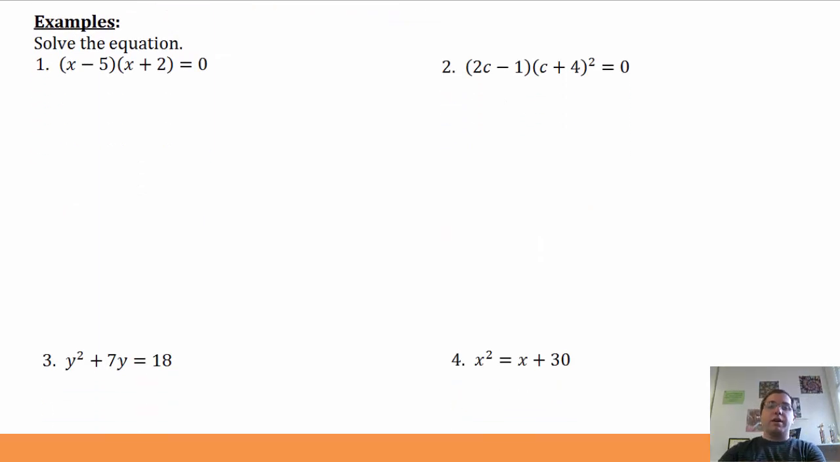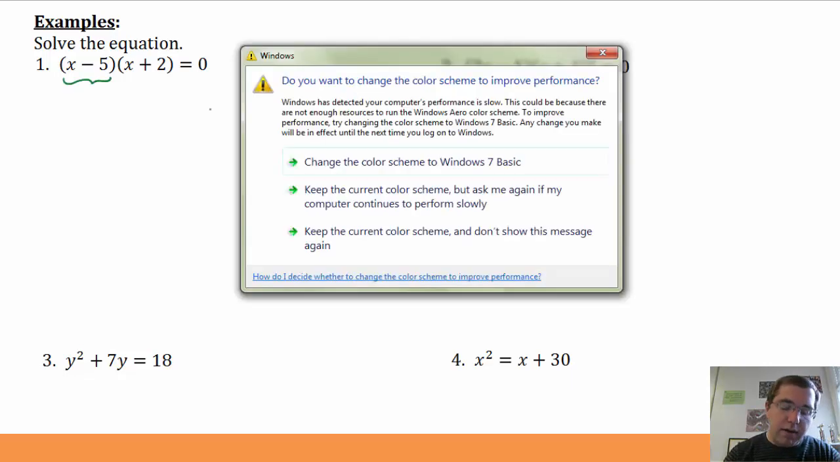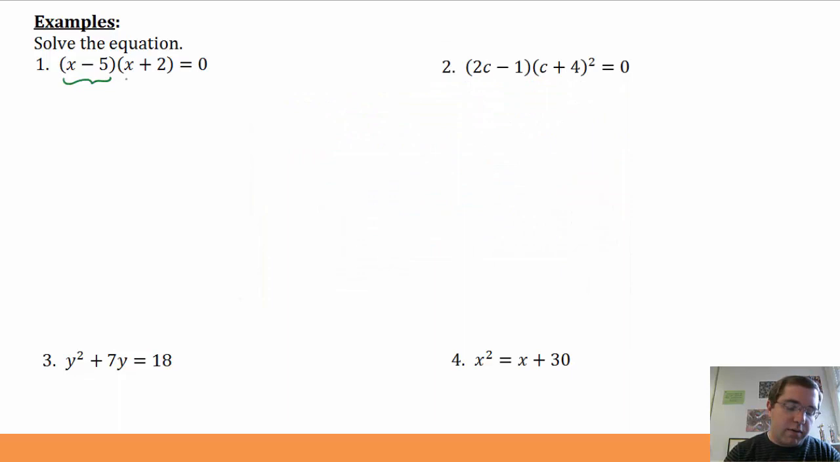We want to be able to write them as 2 or 3 or 4 things that multiplied together equal 0. That means one of them has to be 0, and we can solve it from there. So number 1, x minus 5 times x plus 2 equals 0. We've got two things that multiply together to be 0. X minus 5 times x plus 2.